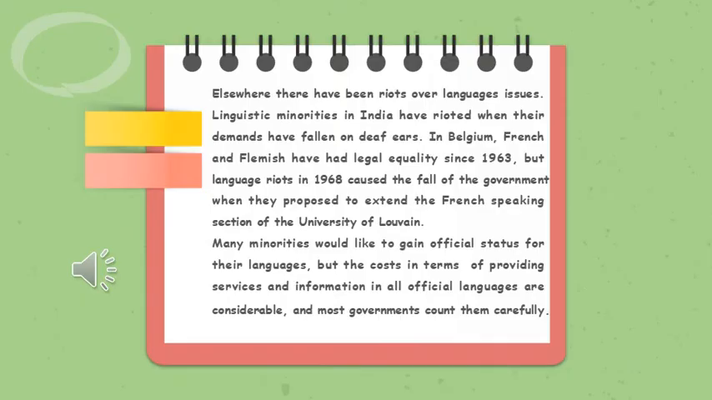Elsewhere, there have been riots over language issues. Linguistic minorities in India have rioted where their demands have fallen on deaf ears. In Belgium, French and Flemish have had legal equality since 1963, but language riots in 1968 caused the fall of the government when they proposed to extend the French-speaking section of the University of Louvain. Many minorities would like to gain official status for their languages, but the costs in terms of providing service and information in all official languages are considerable, and most governments count them carefully.